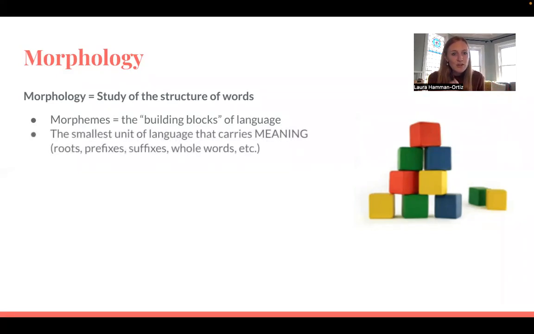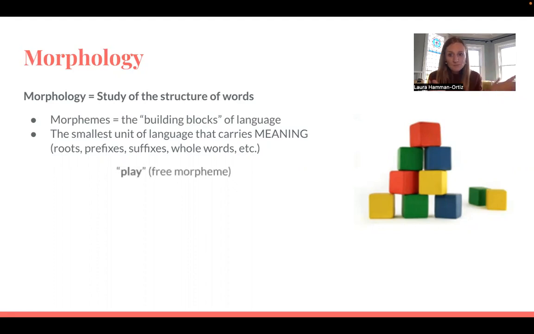They are the smallest unit of language that carries meaning. So whereas phonemes are the smallest unit of sound in a language, like doesn't have meaning by itself, right? So whatever the smallest unit is that has meaning, that is a morpheme. So that might be a root, it might be a prefix, it might be a suffix, it might be an entire word. Let's look at some examples.